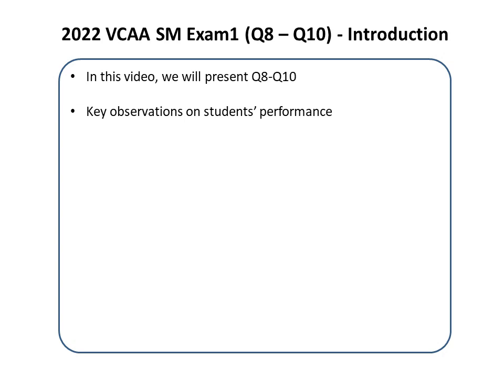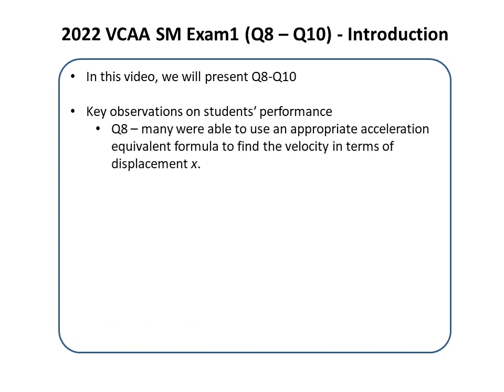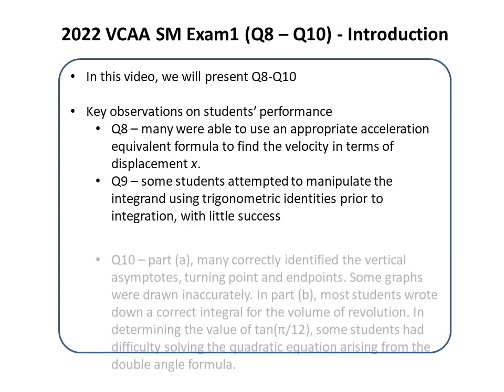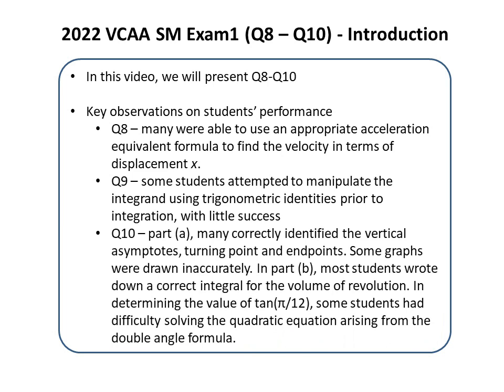In question 8, many students were able to use an appropriate acceleration formula to find the velocity in terms of displacement x. In question 9, some students attempted to manipulate the integrand using trigonometric identities prior to integration, often with little success. As for question 10 part A, many students correctly identified the vertical asymptotes, turning point, and endpoints. Occasionally, a horizontal asymptote was implied.